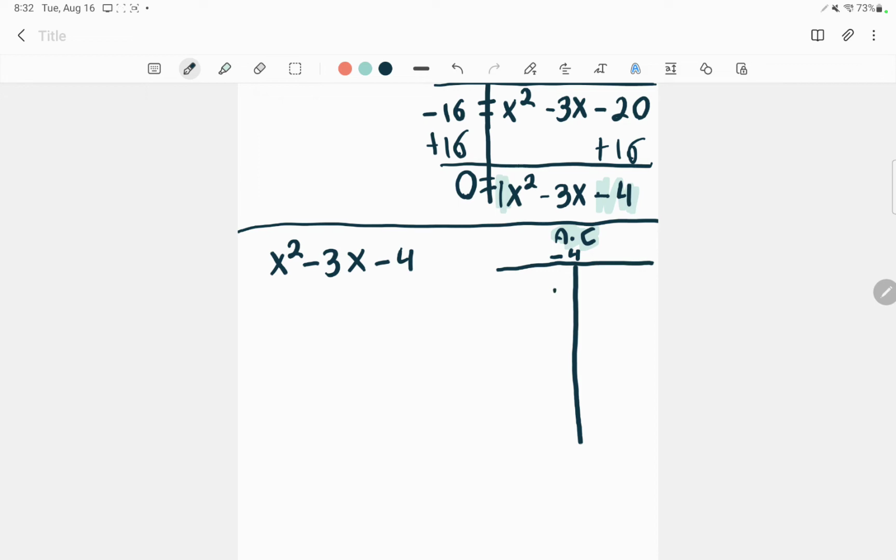Now I need to find factors of negative 4. So it's going to be 1 and 4, 2 and 2, and 4 and 1. That's all I have to do. Now I have to look at the second rule.